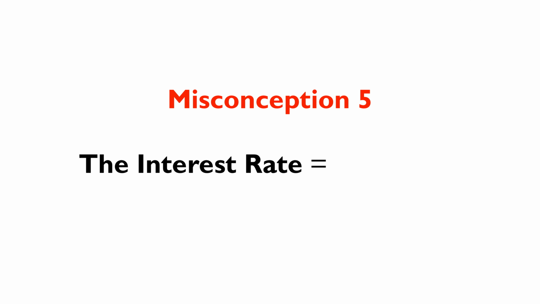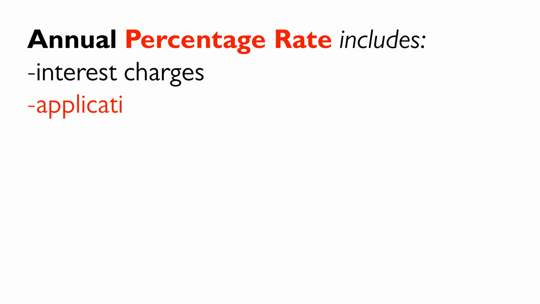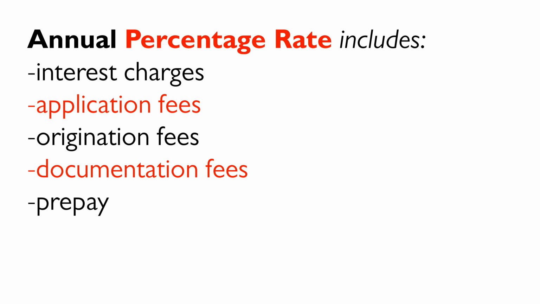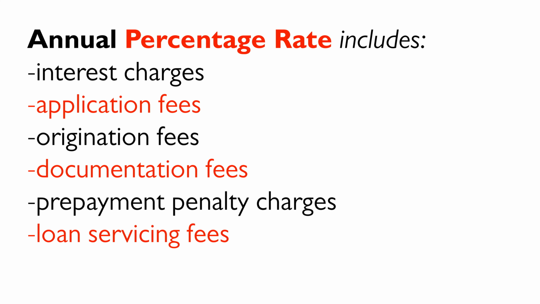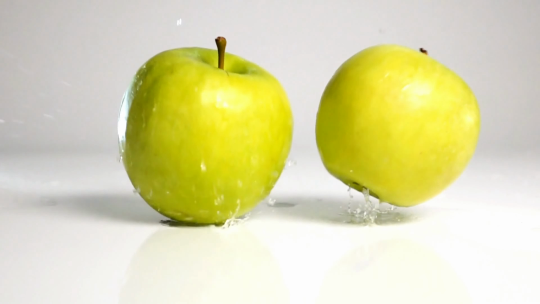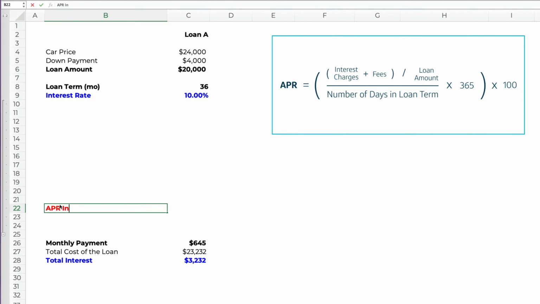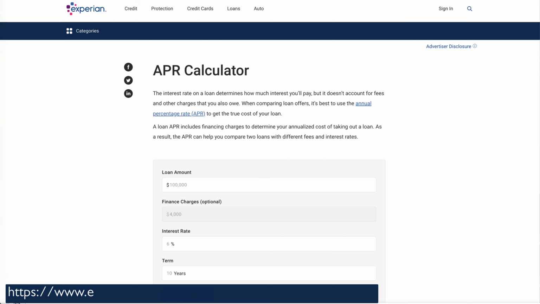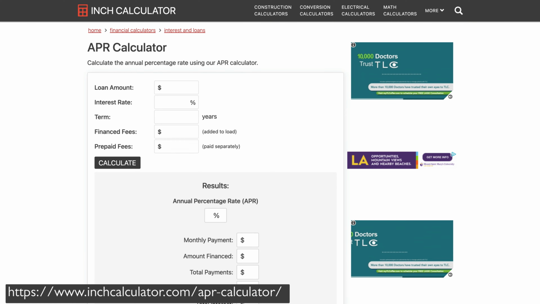The fifth misconception is that the interest rate and APR are the same. The interest rate only covers the cost of interest on a loan, while the annual percentage rate takes into account additional fees and charges. When comparing loan offers, it's better to use the APR because it compares loans apples to apples. Now, the formula to calculate APR is complicated, so you may want to either use an online calculator or ask car loan companies for the APR.